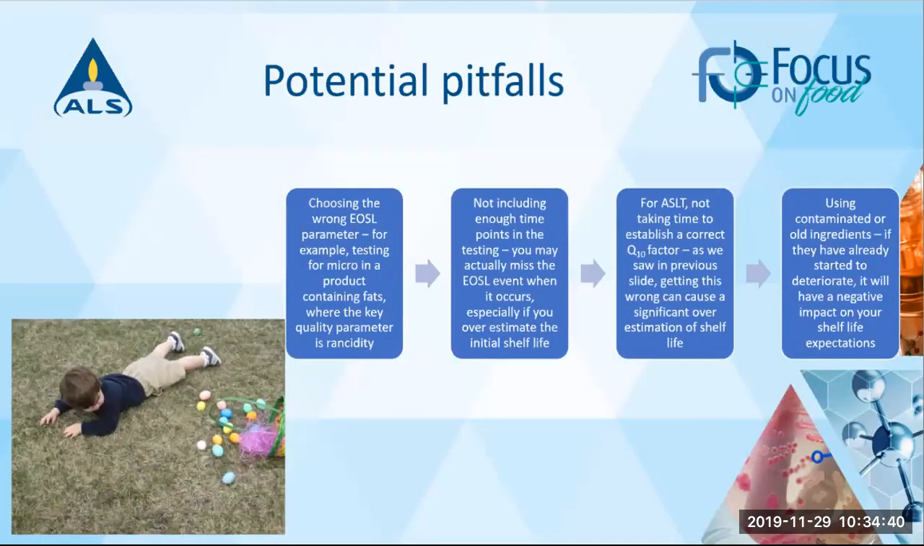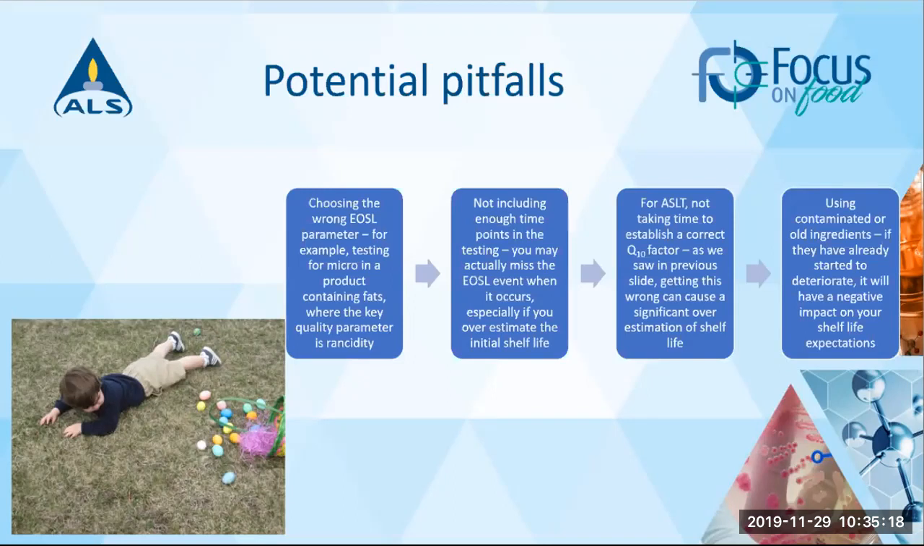So what are the potential pitfalls? We've seen how testing can help you with determining appropriate shelf life for your product. Here are a few pitfalls to avoid when setting up your trials. Firstly, and most importantly, I think actually choosing the wrong end of shelf life parameter could prove costly. For example, there's a tendency to rely too heavily on testing only the microbiological parameters of products that could potentially be likely to fail on some other factor before the microbial issues become apparent.